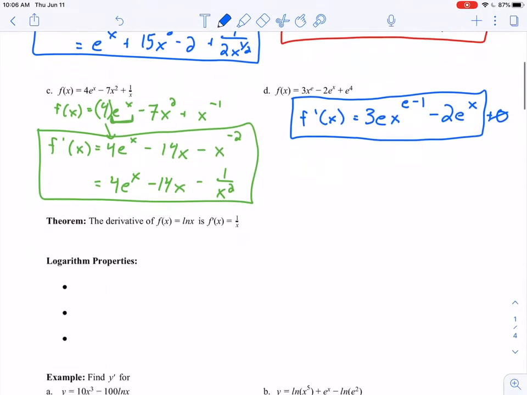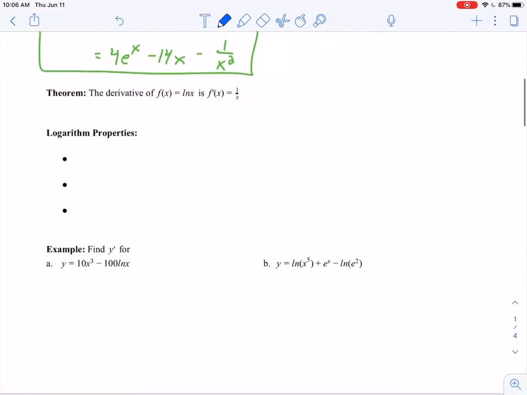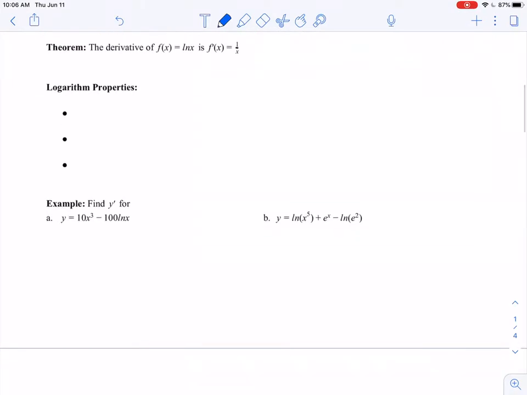If I'm taking the derivative of natural log of x, the derivative of that is 1 over x. So f prime of x is 1 over x. And in order to make full use of this derivative property right now, I'm going to rely on some logarithm properties. You may have seen these in college algebra, but just in case it's been a while and maybe we've forgotten them, I want to talk about these logarithm properties.